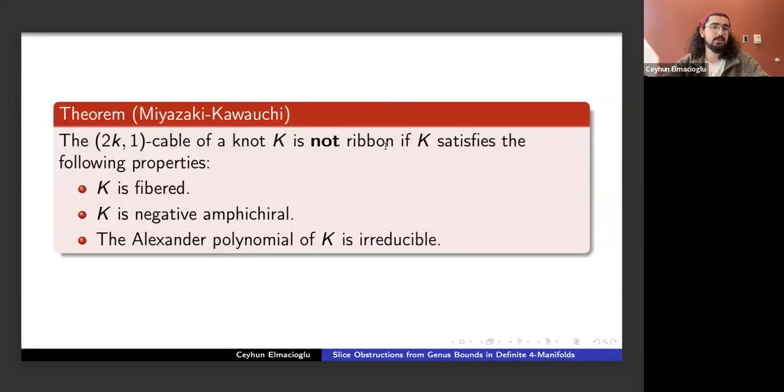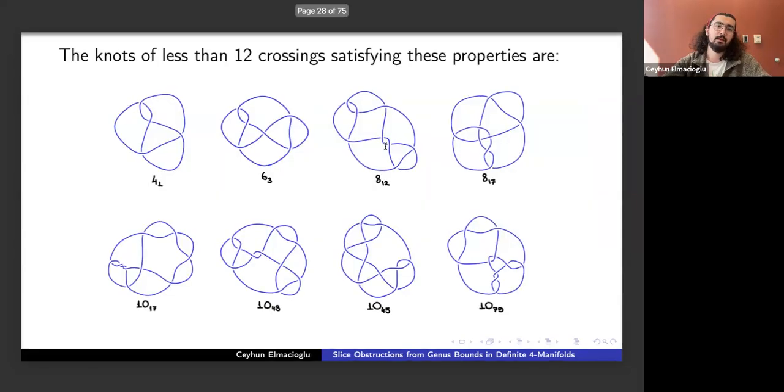And thirdly, we want the Alexander polynomial of our knot to be irreducible. Again, I will not be able to talk about what the Alexander polynomial is, but it's a polynomial we assign to every knot. It's a knot invariant, and it's very useful when you try to compute other knot invariants as well. And we want this polynomial for K to be irreducible. If these 3 properties are satisfied, then the 2,1 cable of our knot is not ribbon.